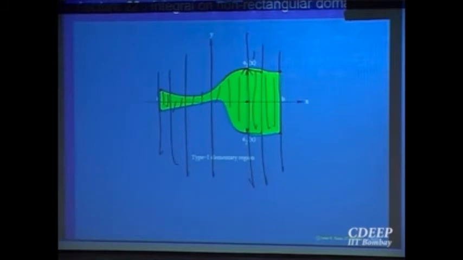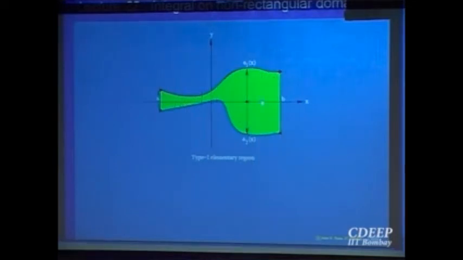So what we should be doing? We will be integrating over each line segment and adding up. Fubini's theorem, essentially that is the idea. Okay. So this is called an elementary domain of type 1.